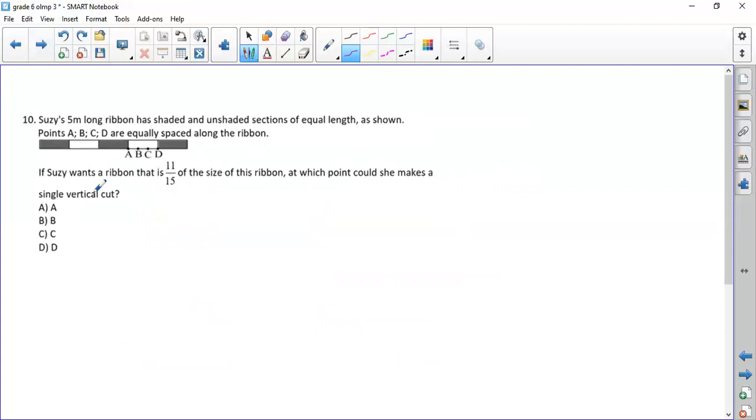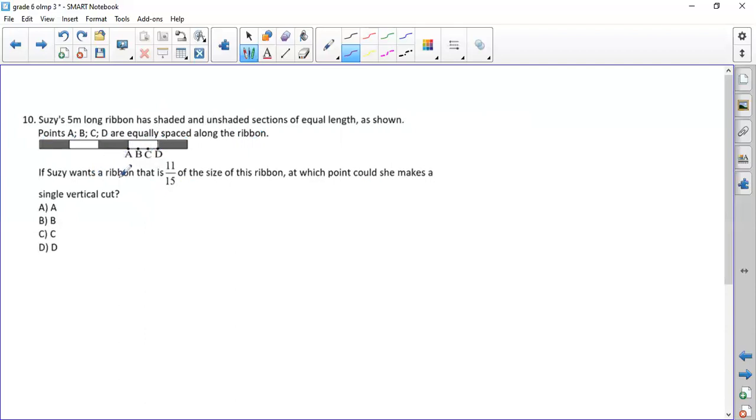Exercise 10. It is not a difficult problem. Susie's 5-meter long ribbon had shaded and unshaded sections of equal length as shown. The points A, B, C, D are equally spaced along the ribbon. Okay, so we have this ribbon. It is divided into 4 parts which have equal length, and then one of these parts is divided into 3 parts as it is given.